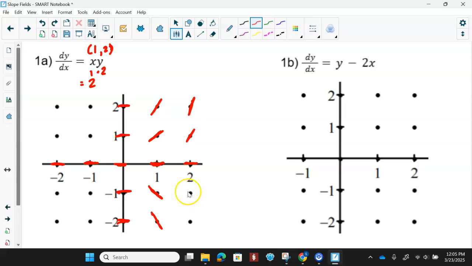So here we'll keep going, right? 2 times negative 1, slope of negative 2. So again, same slope here. And then 2 times negative 2 is negative 4. So still a negative slope, but steeper slope.